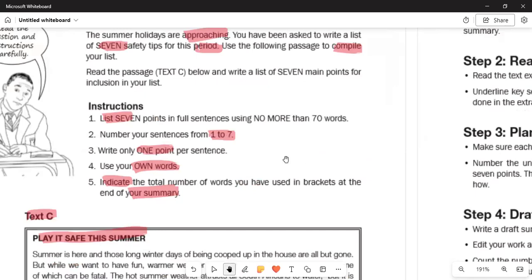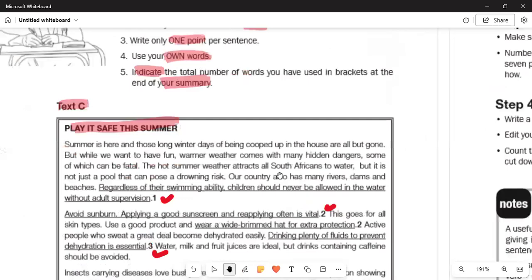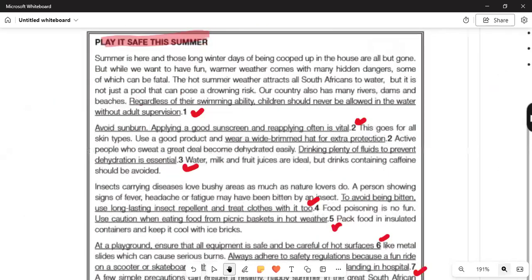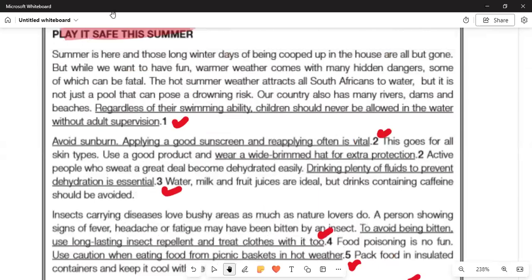And then we are in text C. If we are moving on again in text C, you can see that we have the theme of this general idea, and here we are talking about summer being here. Let us read this extract. It says summer is here, and those long winter days of being cooped up in the house are all but gone. But while we want to have fun, warmer weather comes with many hidden dangers, some of which can be fatal. The hot summer weather draws all South Africans to water, but it is not just a pool that can pose a drowning risk. Regardless of their swimming abilities, children need adult supervision. That is the first point.